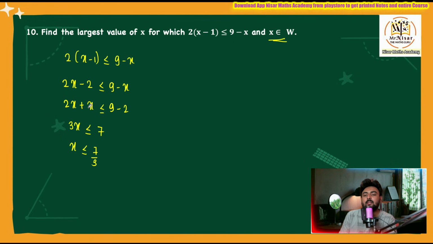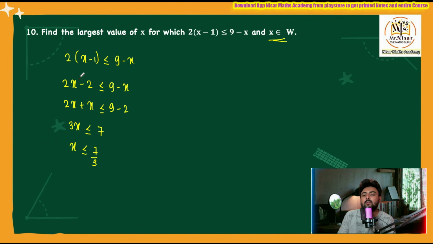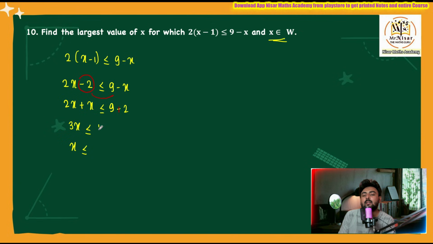Children, here I did an error. That error I'll just make correct. See, this was minus 2, and when this minus 2 went to this side, it should become plus 2. So it is 9 plus 2, and that should be 11. I'll just erase the ink. When I revised it, I came to know that it's 9 plus 2, it's 11, and 11 by 3 I get here. X is less than equal to 11 by 3.